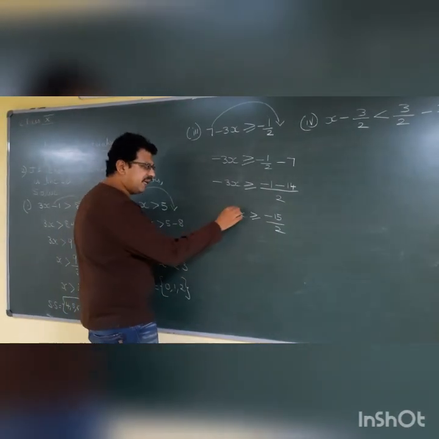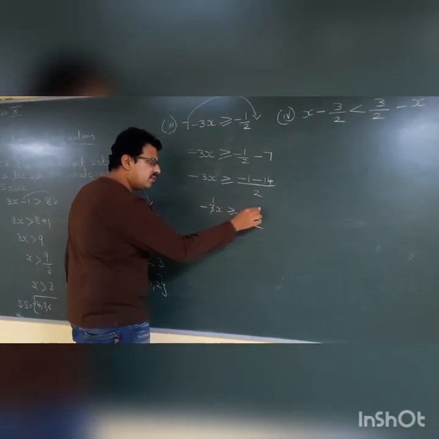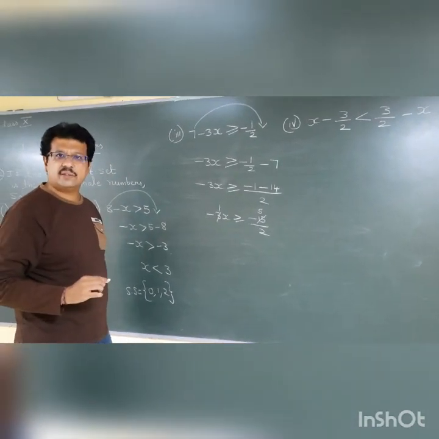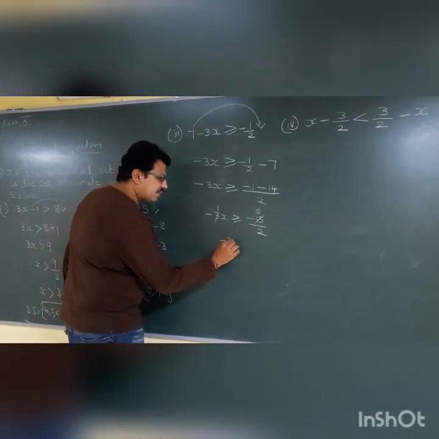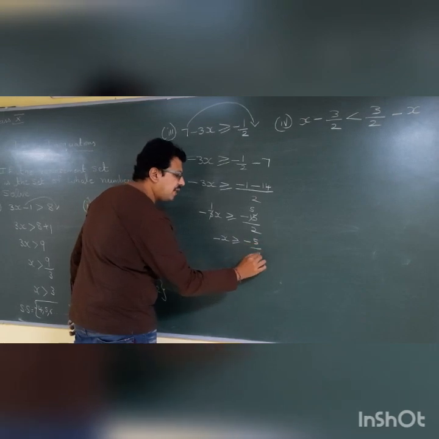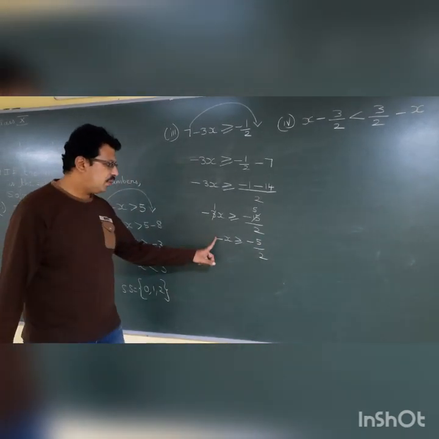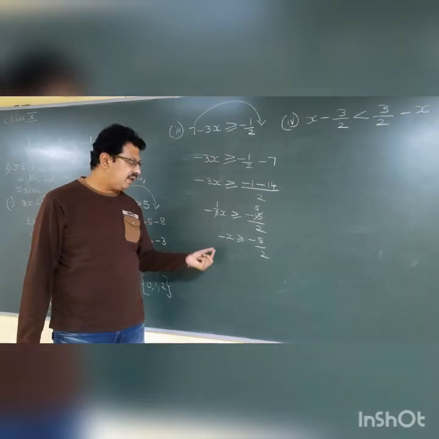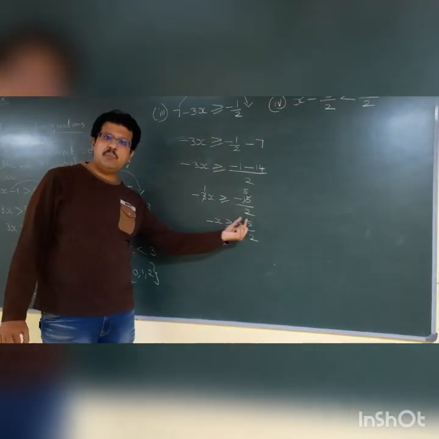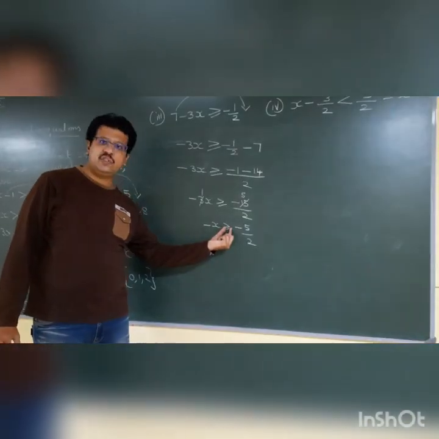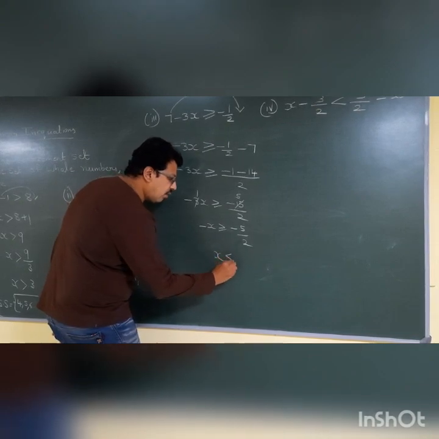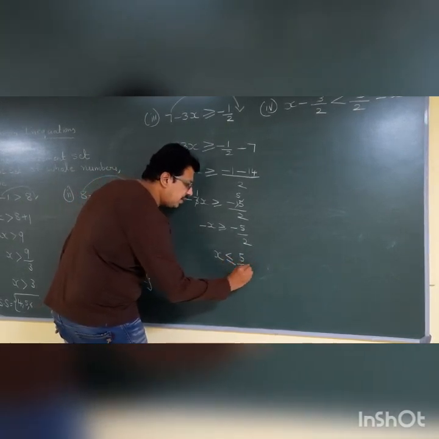So children, you can easily cancel here itself. 3 1s are 3, 3 5s are 15. It's quite easy to do like this. It will be helpful for you to cancel directly. Minus x is greater than or equal to minus 5 by 2. So you can just see, children, both the sides minus sign is there. So again we need to multiply both the sides by minus sign. Whenever you multiply both the sides with minus sign, the inequality will change a little bit. So what happens here? x is less than or equal to 5 by 2.